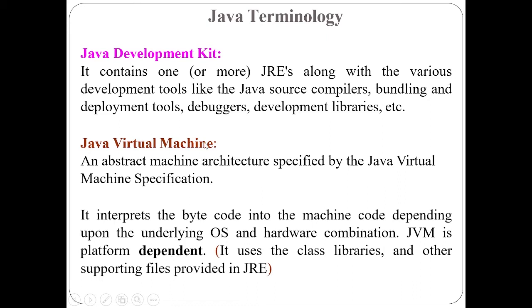Okay, JVM is platform dependent, which means that first of all we learn about this in the Java architecture. This is a Java program which will be converted into bytecode, and then that bytecode is interpreted by the JVM, so that it is platform dependent, which means that it uses class libraries and other supporting files that are provided in the JRE of that OS.